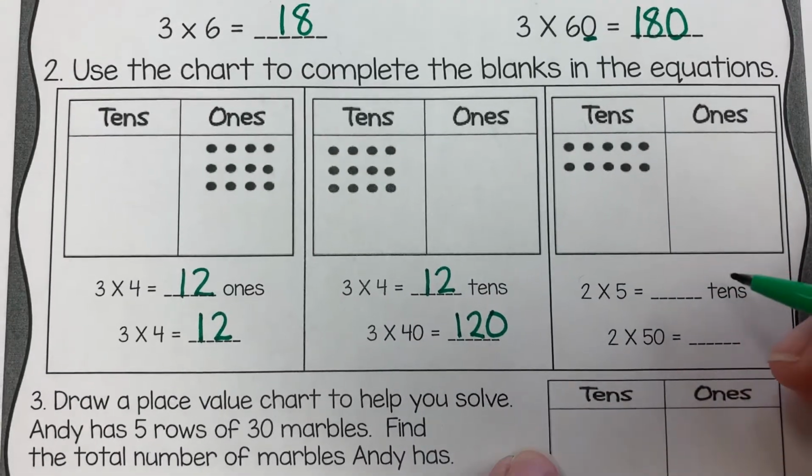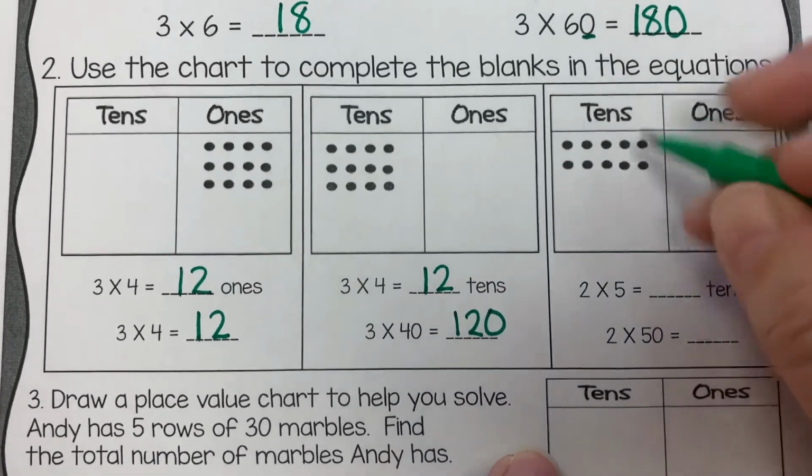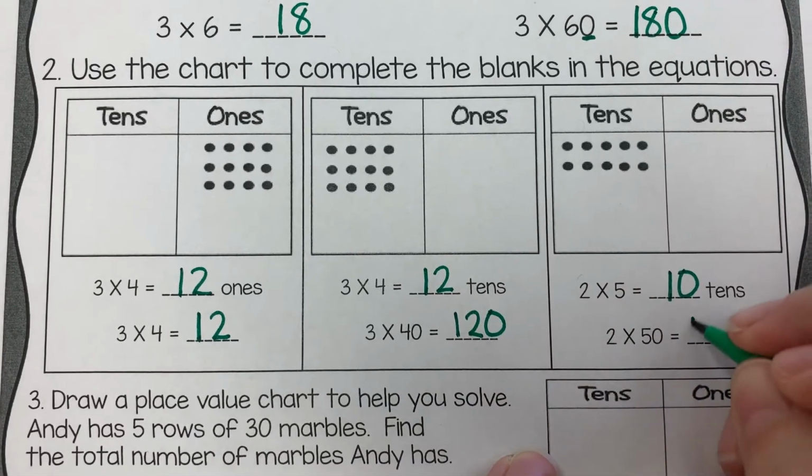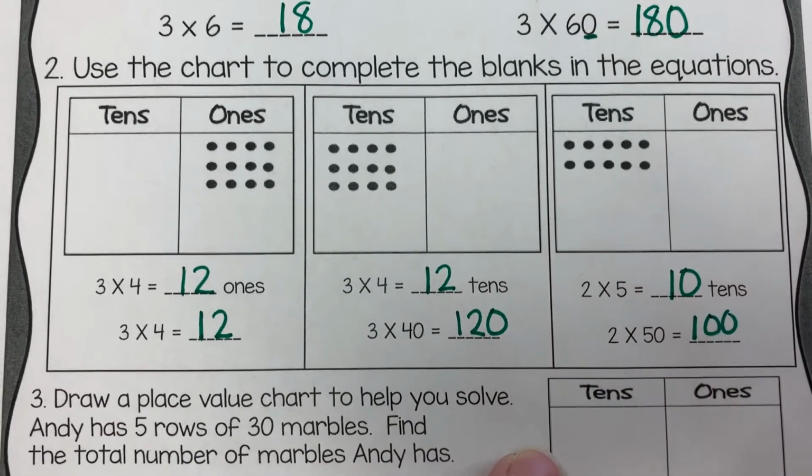Again, we're dealing with 10s here. So 2 times 5 equals, I have 5 plus 5, I have 10 10s. So 2 groups of 50 10s would be 100 10s.